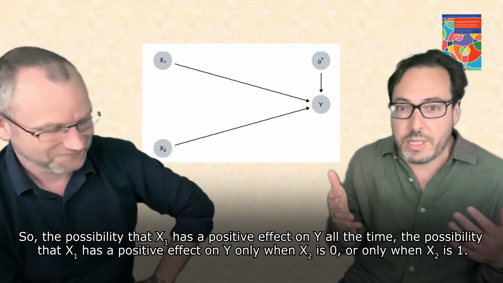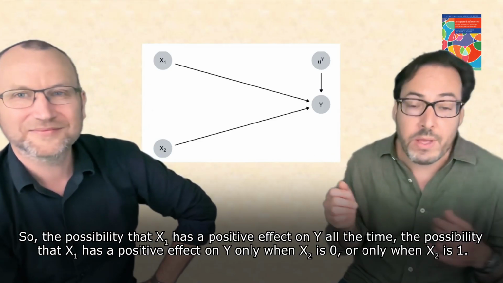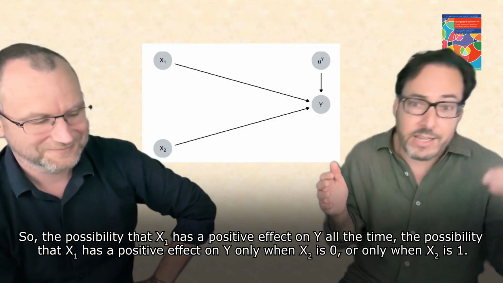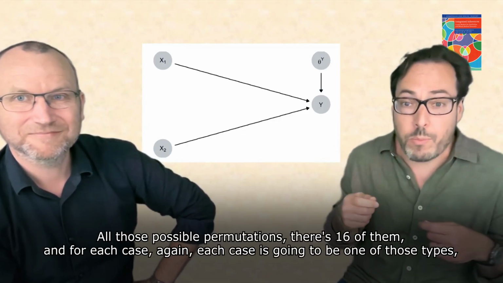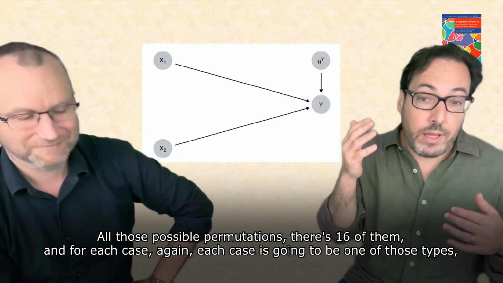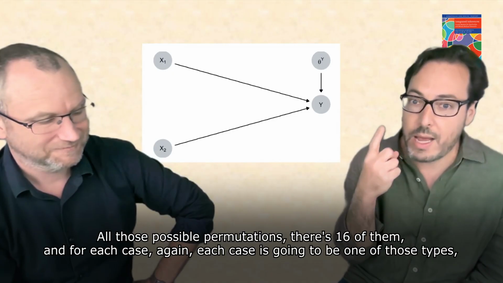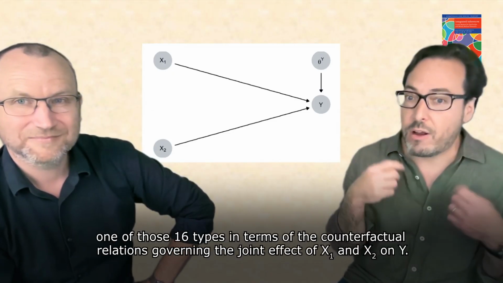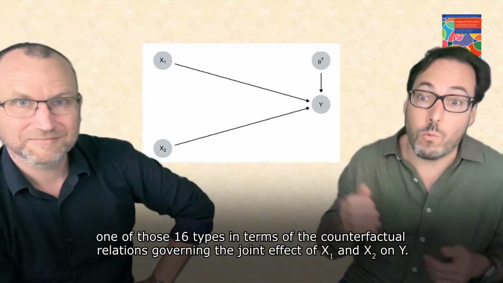So, the possibility that x1 has a positive effect on y all the time, the possibility that x1 has a positive effect on y only when x2 is 0, or only when x2 is 1, right? All those possible permutations, there are 16 of them. And for each case, again, each case is going to be of one of those 16 types in terms of the counterfactual relations governing the joint effect of x1 and x2 on y.